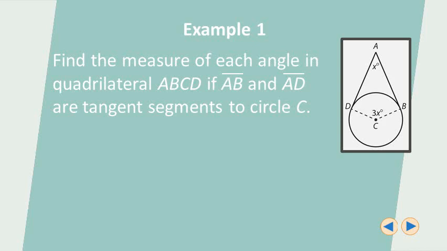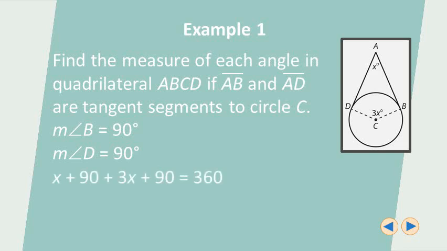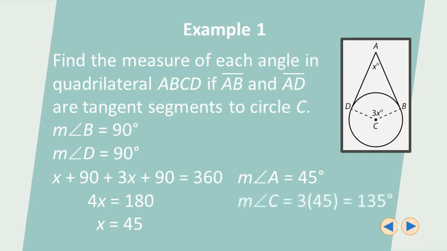All right. So first of all, the measure of angle B has to be 90 degrees because CB is perpendicular to AB. The measure of angle D is also 90 degrees because CD has to be perpendicular to AD. That's what the tangent theorem, the first one, tells us. So therefore, we can now use the total of the measures of angles in a quadrilateral to get the answer. So we subtract 180 from both sides. So 4x equals 180. Therefore, angle A has to be 45 degrees, and we multiply that by 3 to get the measure of angle C, and we get 135 degrees.